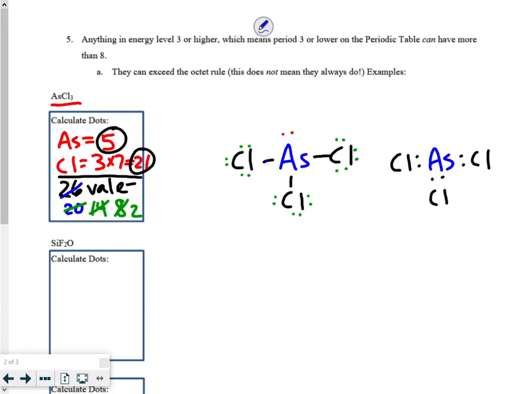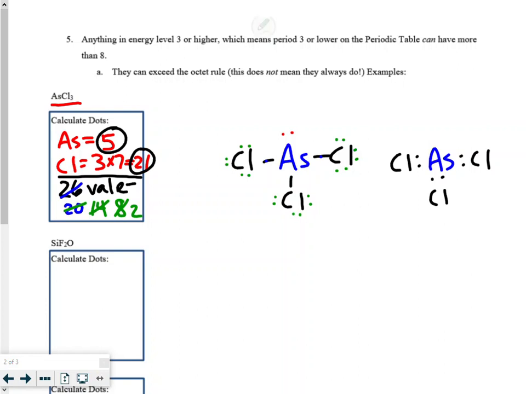So we have 2 here, 2 here, 2 here, 2 here, and so on. Yes, everybody has 8. 2, 4, 6, 8 around the arsenic. So that would be the dot structure for arsenic trichloride.